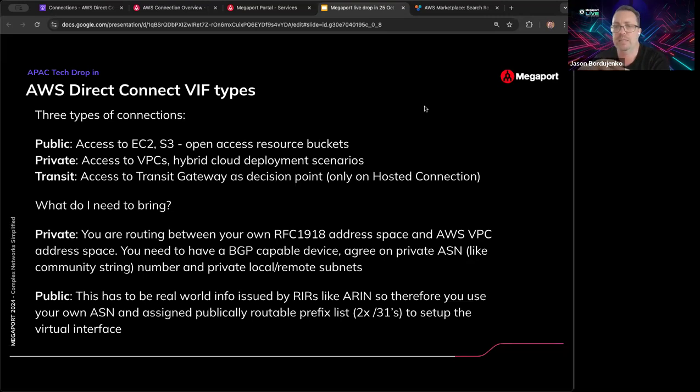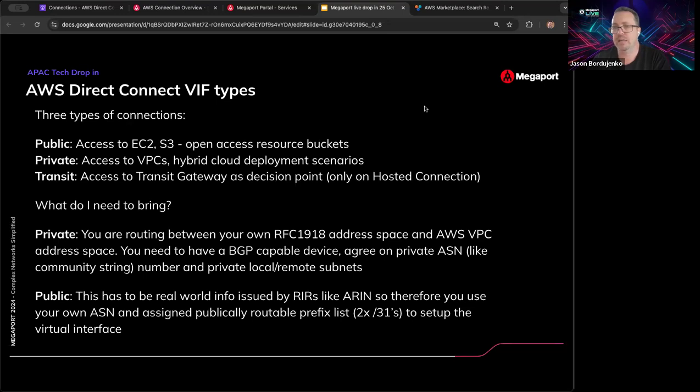Now, the third one to talk about briefly is a different component. It's not available on hosted VIF. This is only available on hosted connection, and it's the transit VIF type. And that gains you access to the transit gateway that is a decision point for where that traffic would actually terminate. So the transit gateway would then hand off to a direct connect gateway, which would hand off to the VPC in particular.